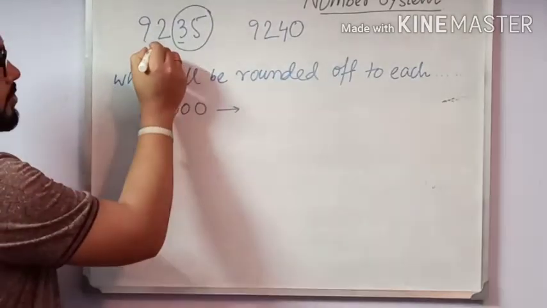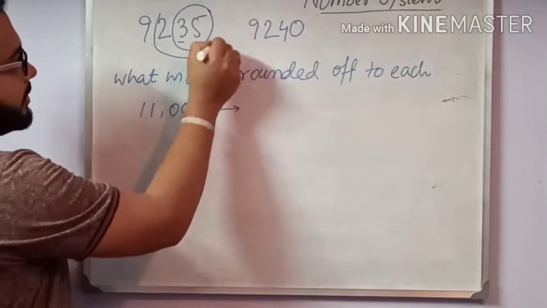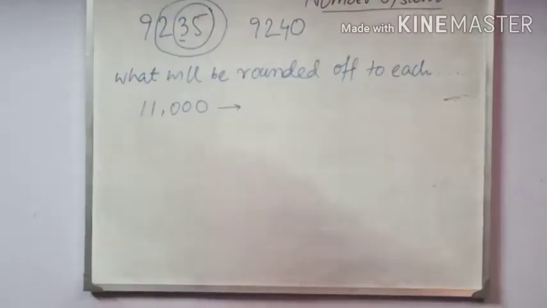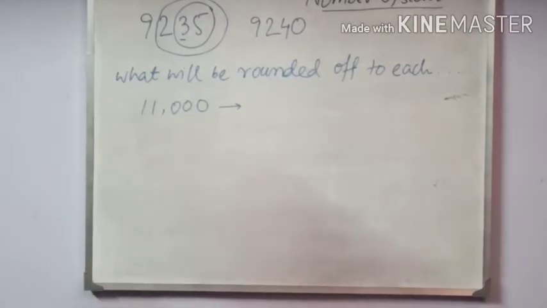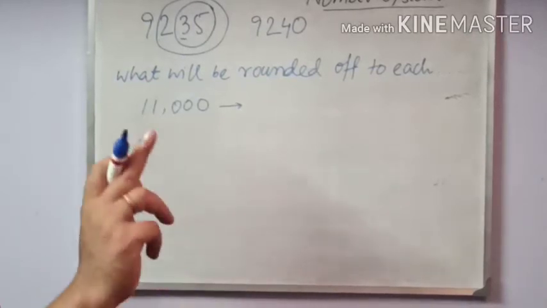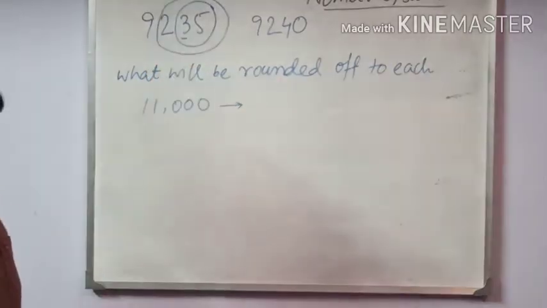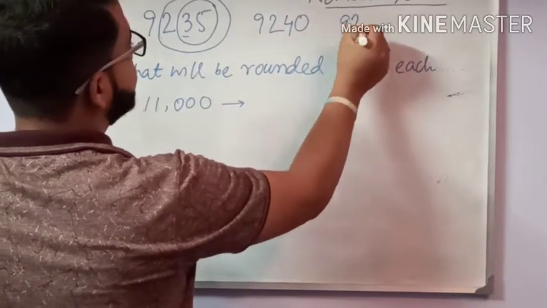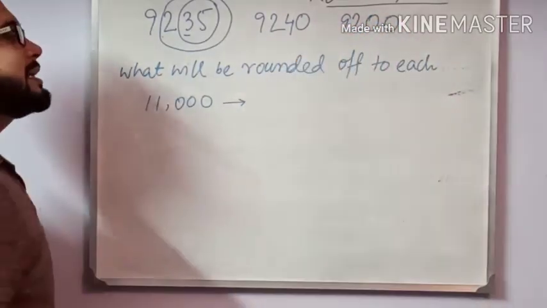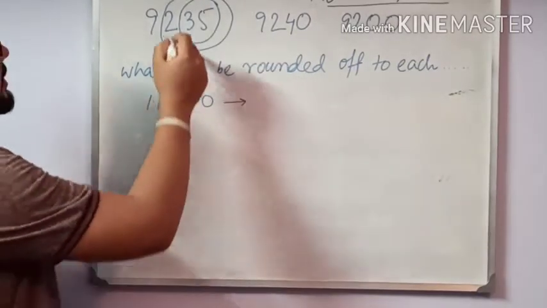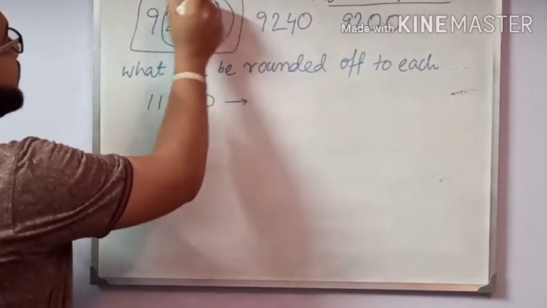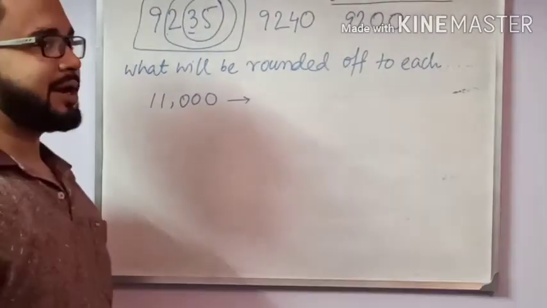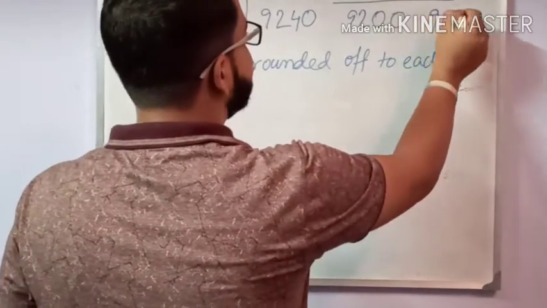Nearest 100 we take this part. 235. Nearest to 200 or 300? 235 is closer to 200. So we can write 9200. This is my nearest 100. And nearest 1000. The total part, nearest 1000. 9235. This is closer to 9000. So my answer will be 9000.